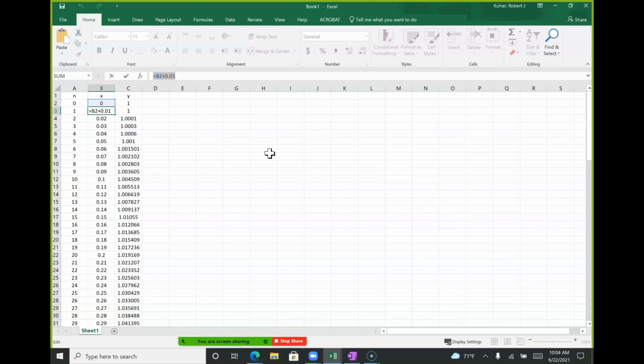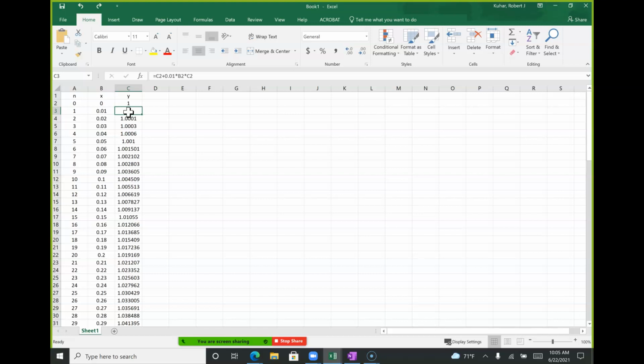Okay, and the C value will be... Yeah, that one. So C3 row is, oops, sorry. My C3 row is, get out of there. My C3 row is equals C2 plus 0.01 times B2 times C2.